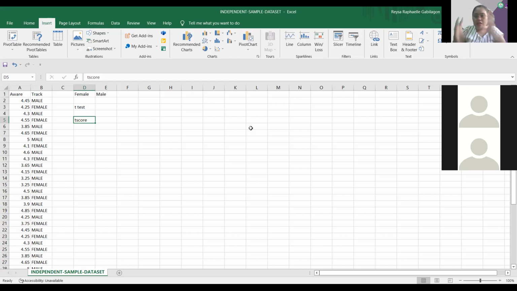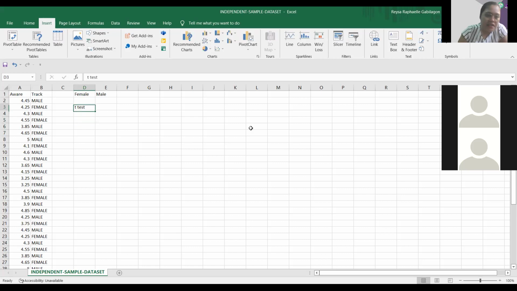Doon sa table. And our rule for that, if the computed p-value or t-score is greater than the tabular t, you're going to reject the null hypothesis. Yan yung ating rule. If gagamit kayo ng Excel.